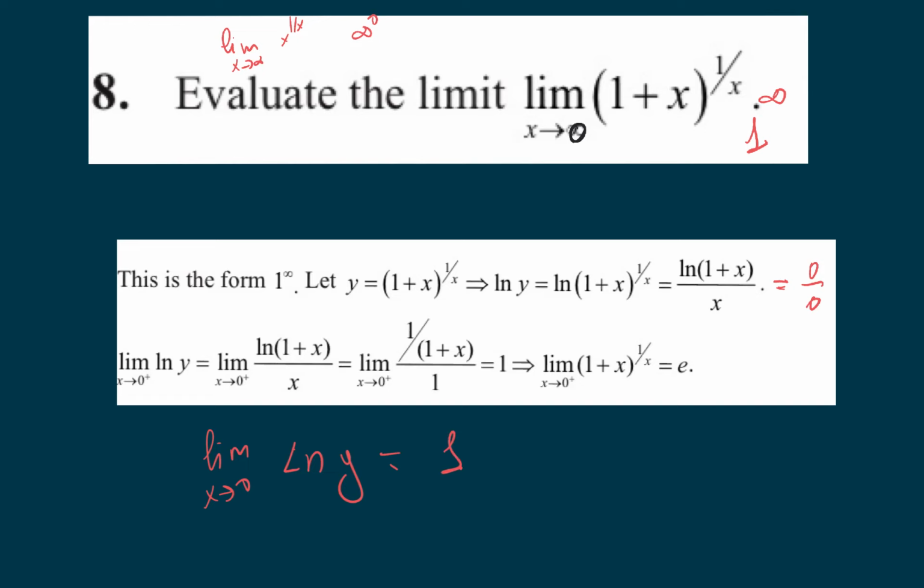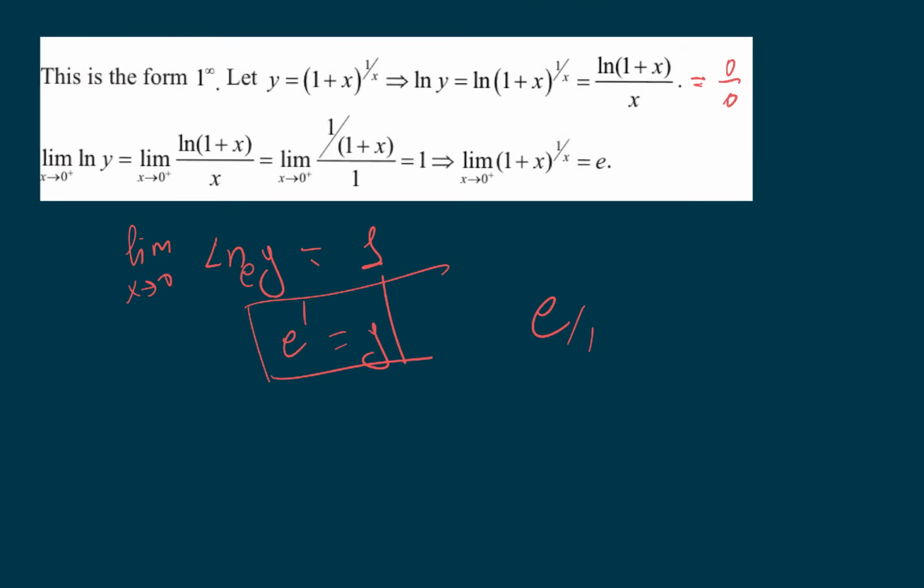So e to the y, so in base e, e to the 1 is y. So y is e. So the solution of this limit is e. So our intuition that this will tend to 1, or maybe that it will tend to infinity, is wrong. If you represent this function in your calculator, you will see that it will tend to the number e.